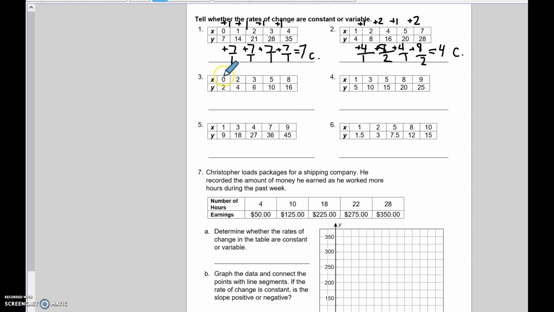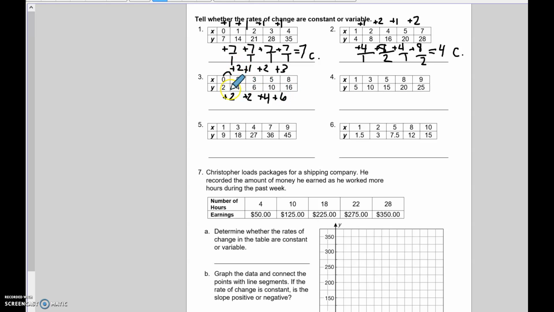Here, I'm doing plus 2, then plus 1, plus 2, and plus 3. Okay, for the change in y, from 2 to 4 is plus 2, 4 to 6 is plus 2, 6 to 10 is plus 4, and 10 to 16 is plus 6.